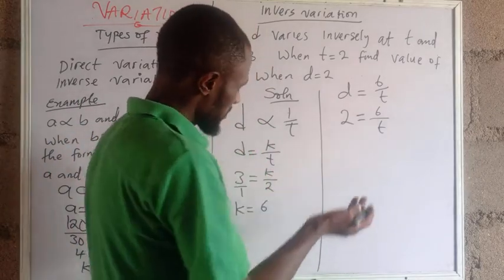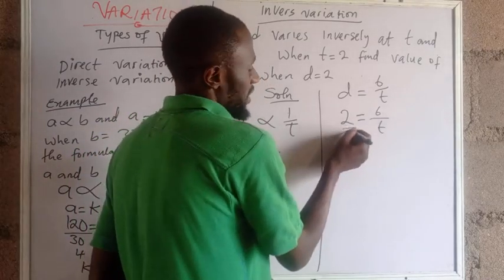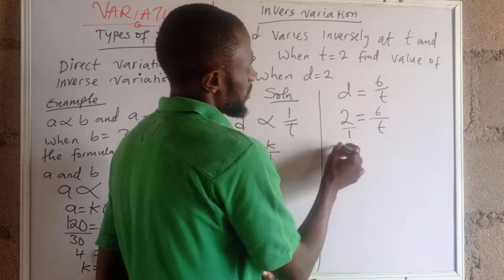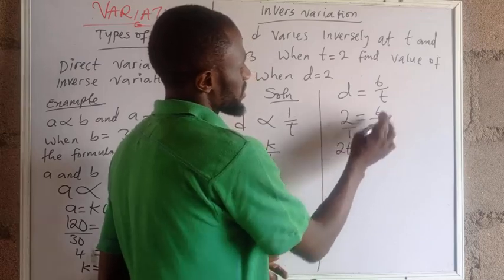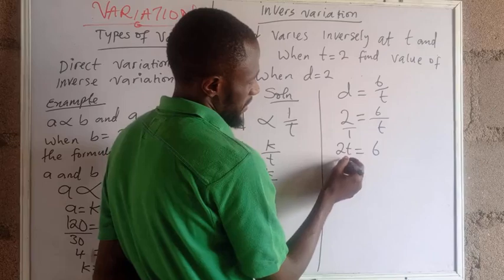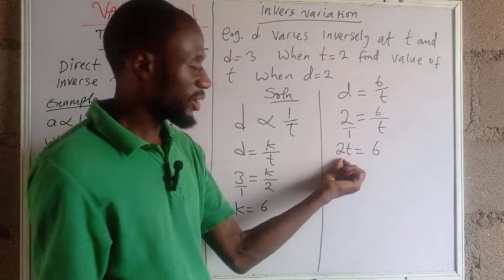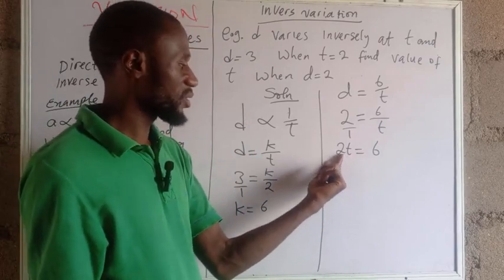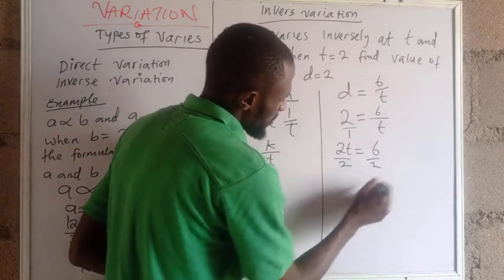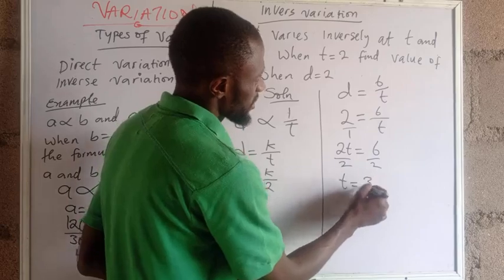Then now we have another fraction. How can we solve it? We can cross multiply, putting 2 over 1, so T times 2 gives 2T is equal to 6 times 1, which is 6. Now we have an equation. How can we find the unknown? By dividing both sides by the coefficient of the unknown, which is 2. We divide both sides by 2, and T is equal to 6 divided by 2, which is 3.